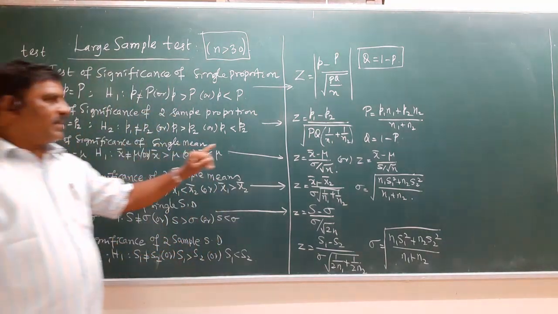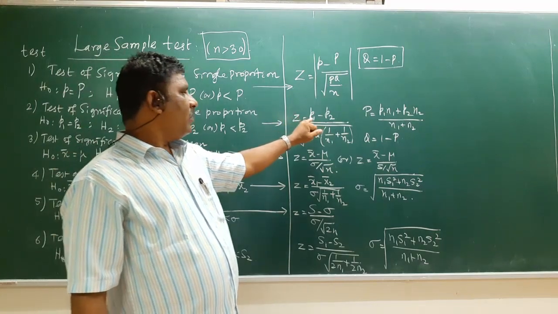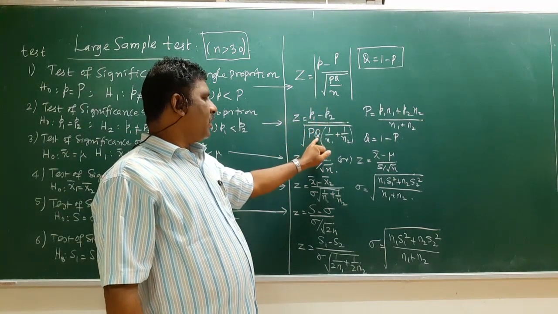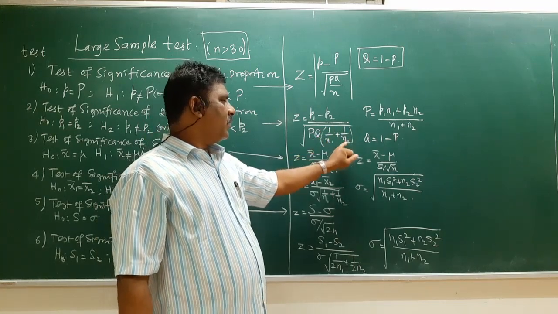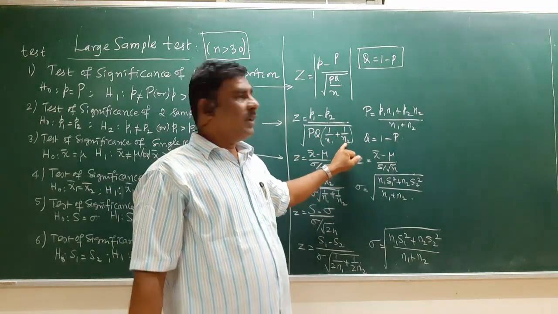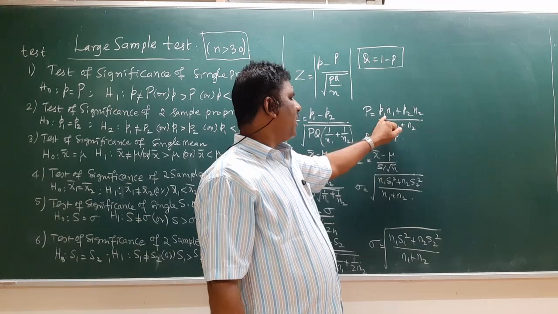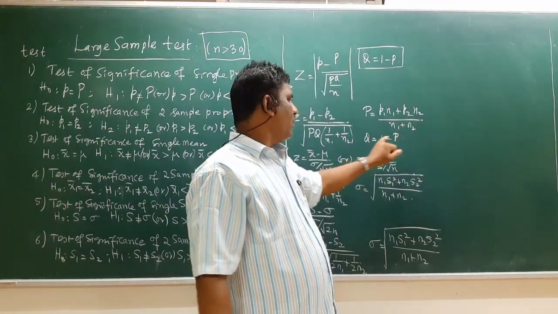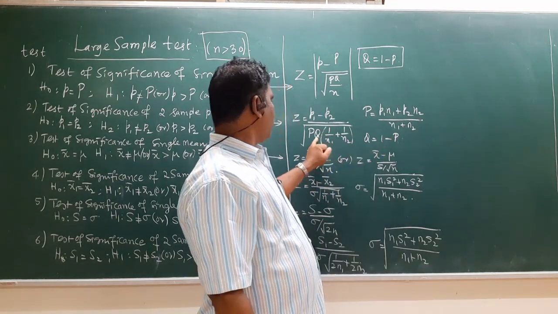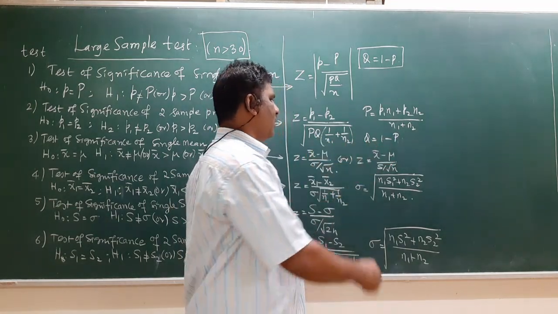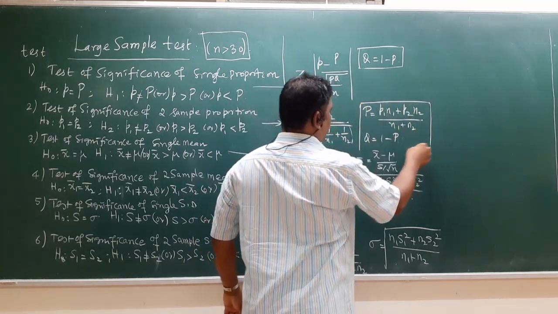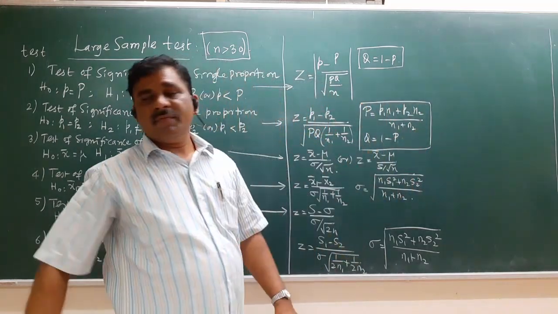And then what is the test statistic for this? P1 minus P2 divided by square root of PQ into 1 by N1 plus 1 by N2, where P is P1 N1 plus P2 N2 by N1 plus N2, where capital Q is 1 minus capital P. These two formulas are important.